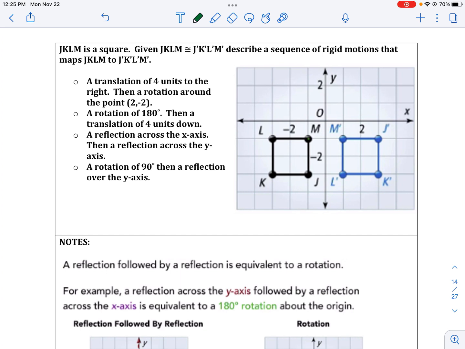Now let's pick one point here. So let's pick point M. M maps to M prime. So a translation of 4 units to the right. So there's where M, which is on top of J, but I'm not done yet.